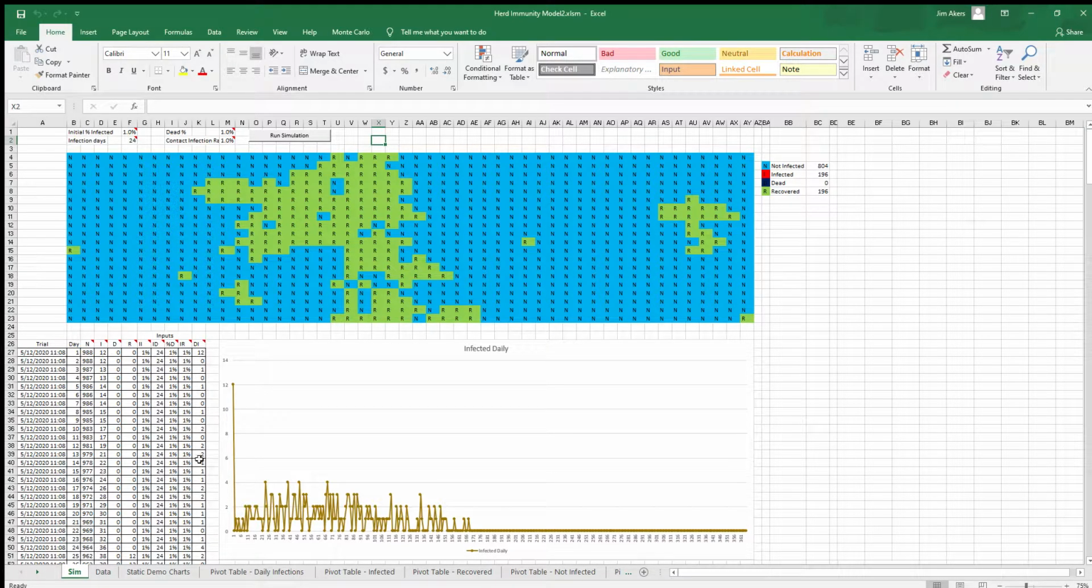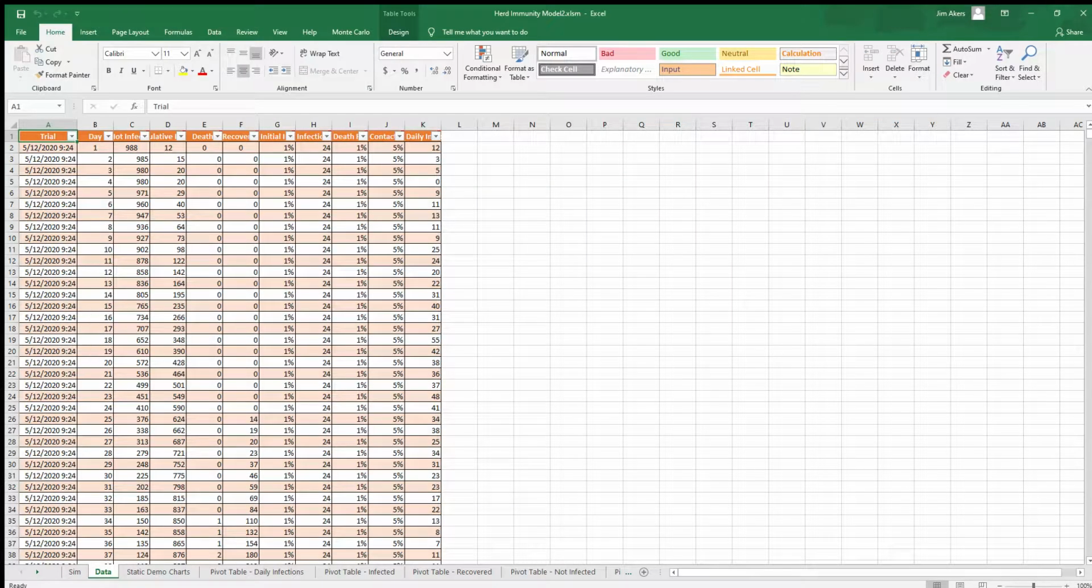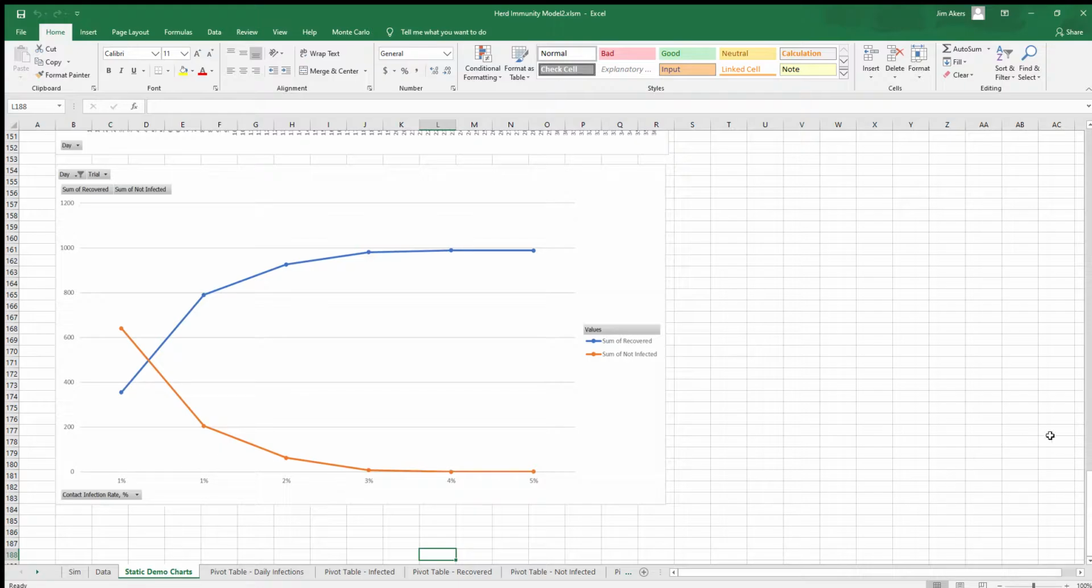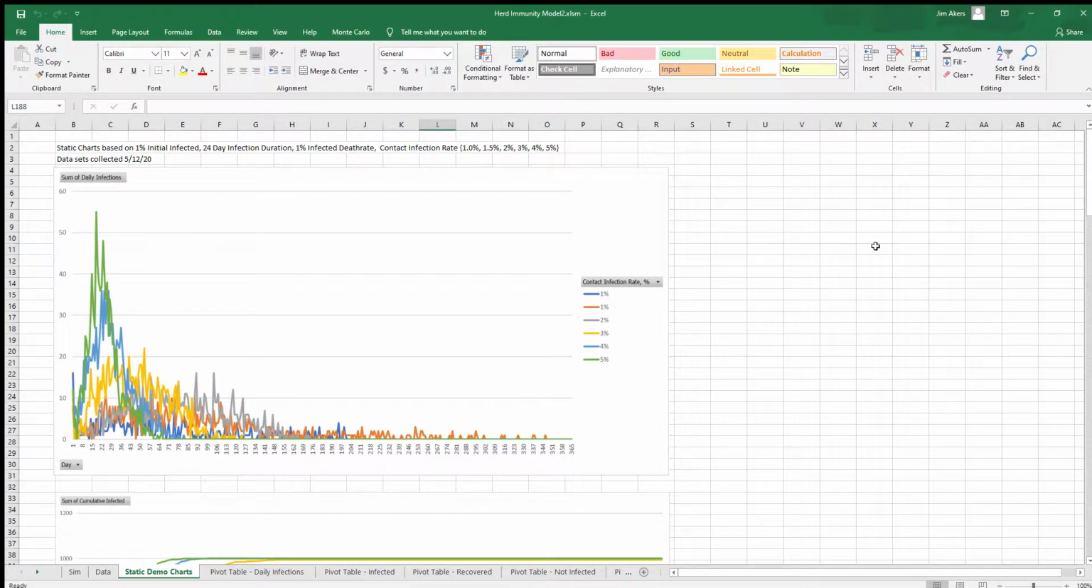Every time I run it, I get this data table here, but it also writes the data into a data table. And it just keeps extending this table with new data, so you can filter it. You can do pivot tables to look at how that data looks. You can analyze the data in any way that you wish. I'm going to flip over here to some static demo charts that I've created, because every time I run the model, it gets more data. So I wanted to have some charts that I knew what they looked like before I spoke about them.